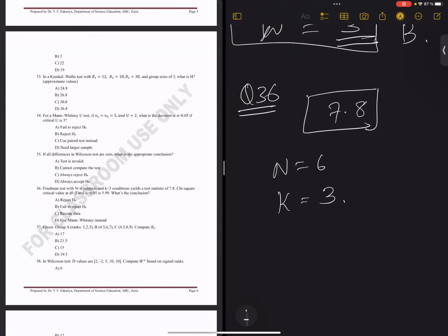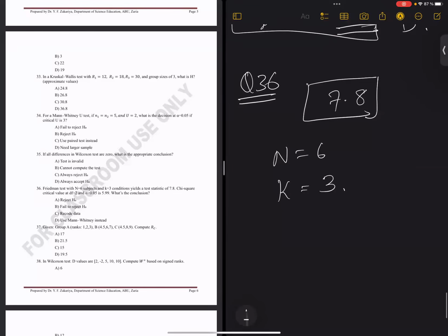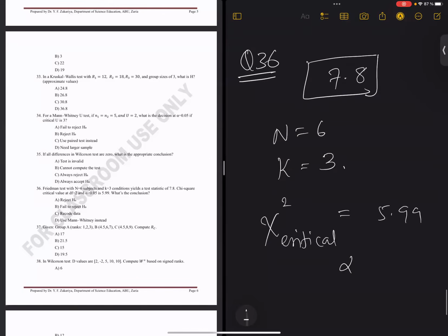All right. So we have our Friedman statistic to be 7.8. And our N, the number of subjects in each group, is 6. And the number of groups, we have 3 groups. Then this now says, chi-square critical value at degree of freedom 2 is 5.99. Remember, we are dealing with Friedman, but they are talking about a chi-square critical value of 5.99. And this is for alpha equals 0.05.